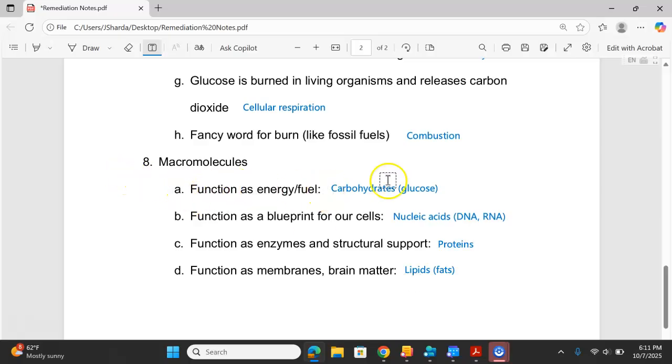Okay, so make sure you understand the function. So how do carbohydrates work? Why do we need carbohydrates? Why do we need nucleic acids in our cells? Why are proteins necessary for us, right? These macromolecules, these big molecules are needed for our cells. So why do we need lipids? Okay, and that's basically it.